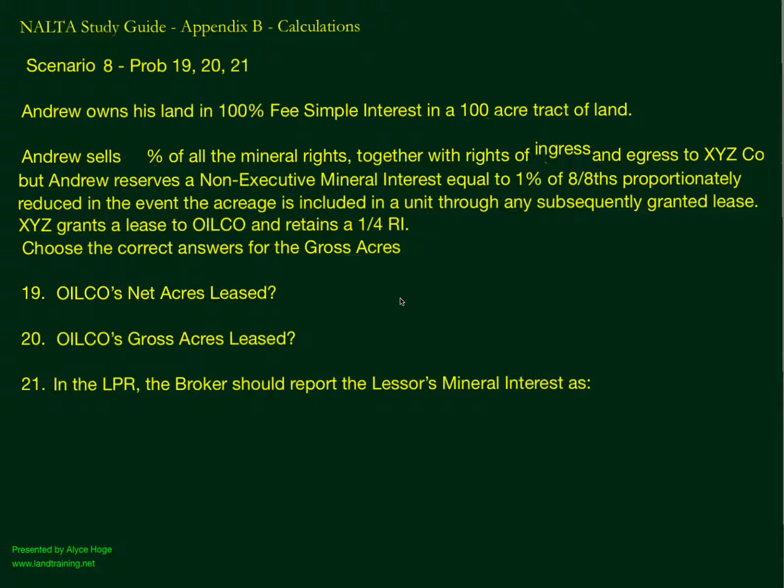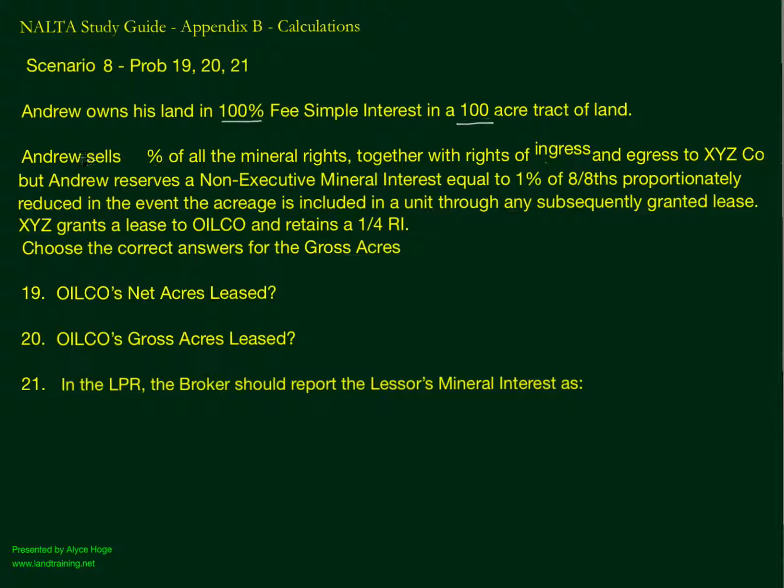We're moving on to scenario 8, problems 19, 20, and 21. And we'll just read this together. It says, Andrew owns 100% fee simple interest in a 100-acre tract of land. So here we have 100% fee simple in a 100-acre tract of land.